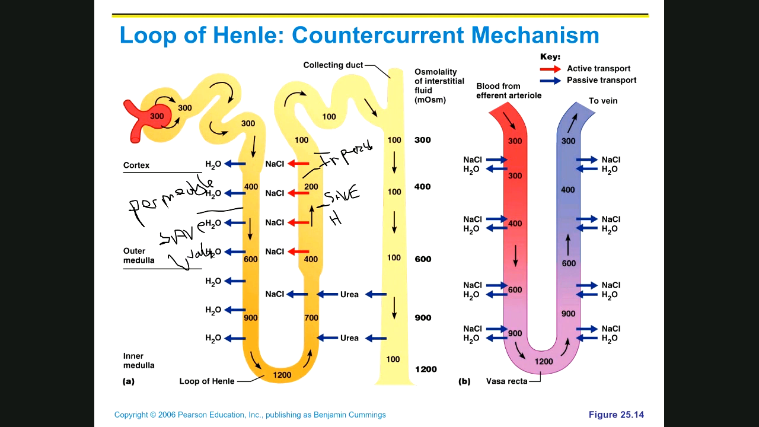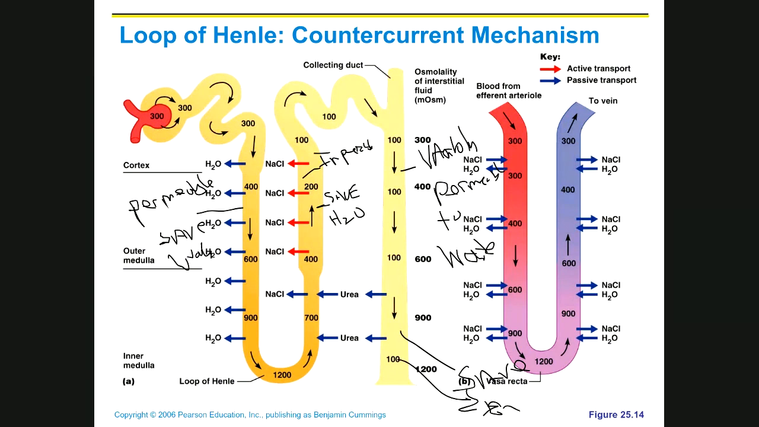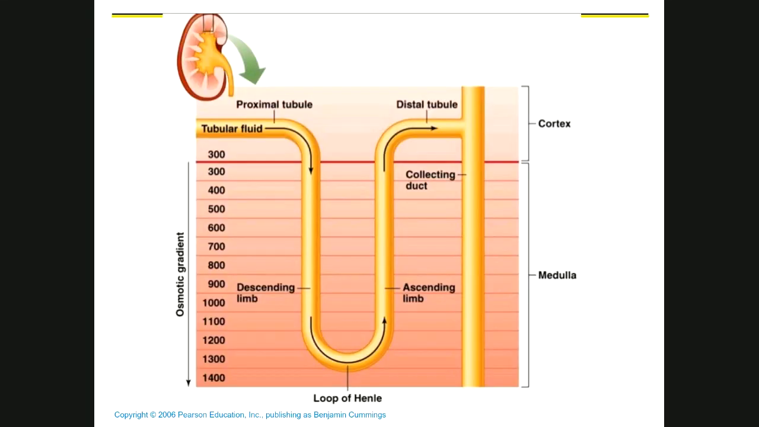But this over here is variably permeable to water. In other words, I can control it. And so I can make it high or I can make it low. I can save water, or if I don't need it, I can excrete water. So let's look and see what controls this.